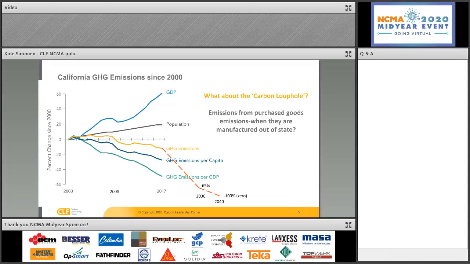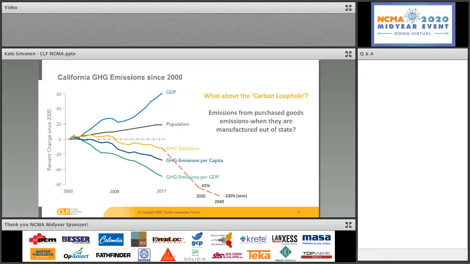California has set their own greenhouse gas emission targets, and so you can see on this plot that the GDP of California is increasing between 2000 and 2017. The population is increasing between then and 2017, but their emissions have gone down, both per capita and per GDP, and that's because they've made a lot of investments in clean energy transformation.